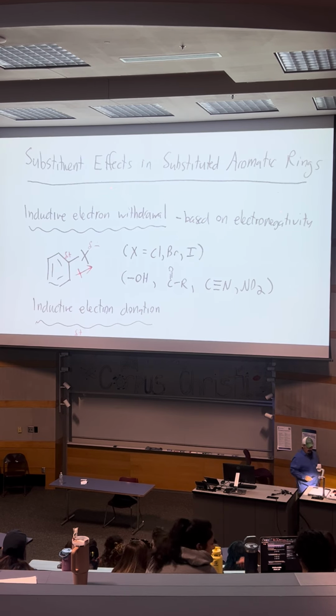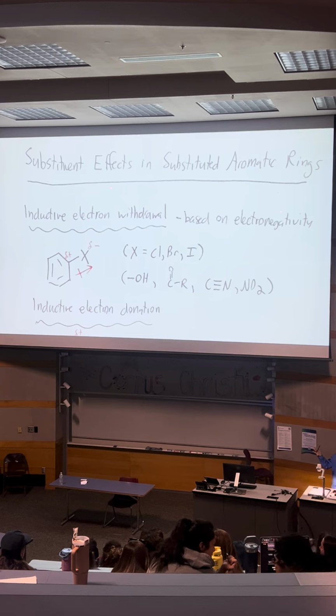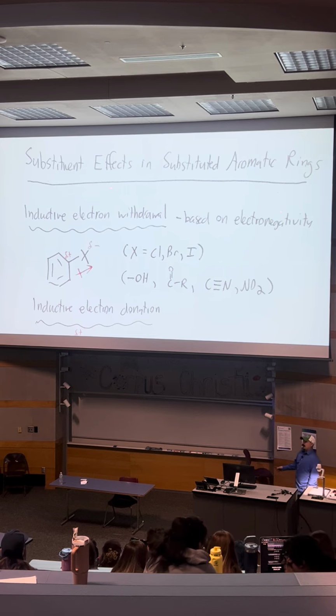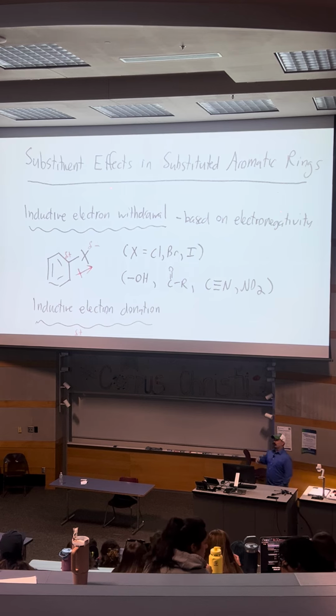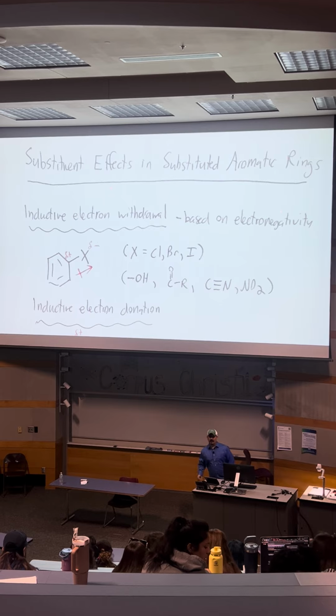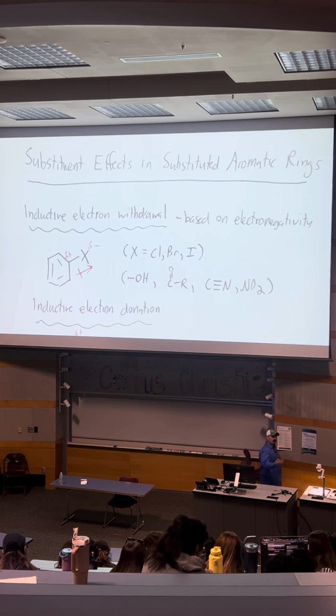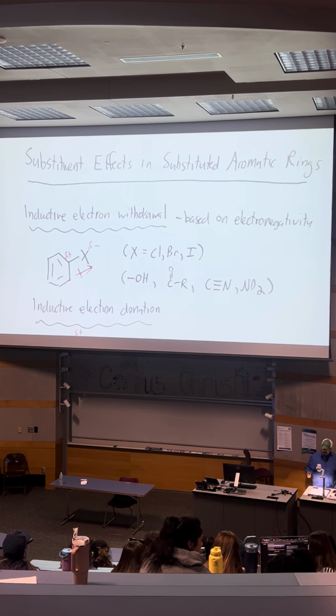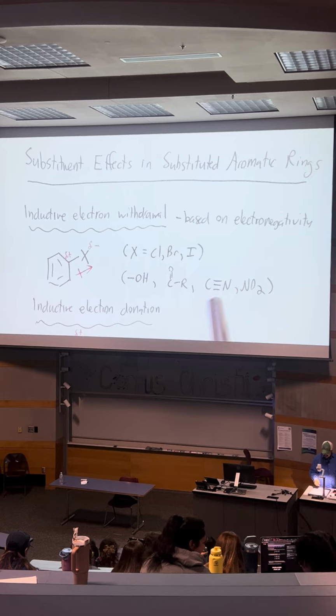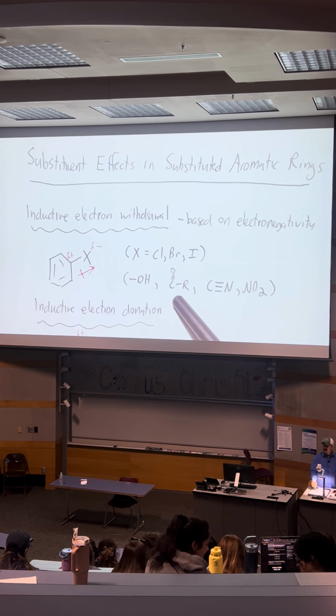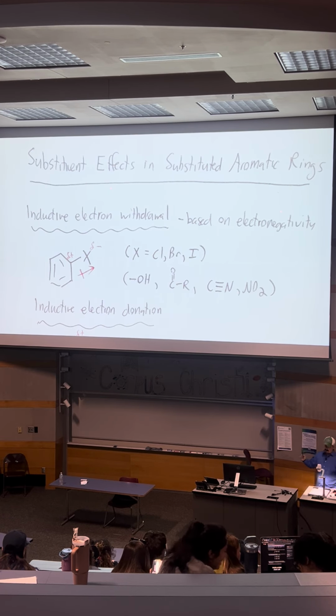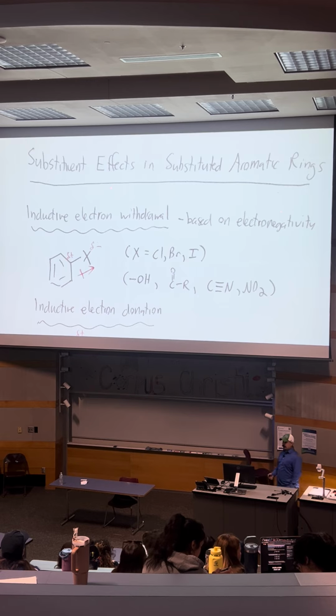The first example that we looked at was inductive electron withdrawal, and that was basically using your knowledge of electronegativity. If there was an electronegative atom directly attached to the aromatic ring, whether it be a halogen or an oxygen or even nitrogen, by comparison to carbon, these were the examples. So the halogens, alcohol groups, a carbonyl directly attached to the aromatic ring, a cyano group, a nitro group, those all basically fit the bill.